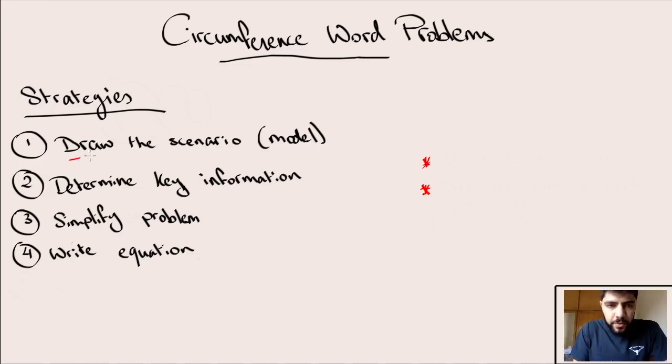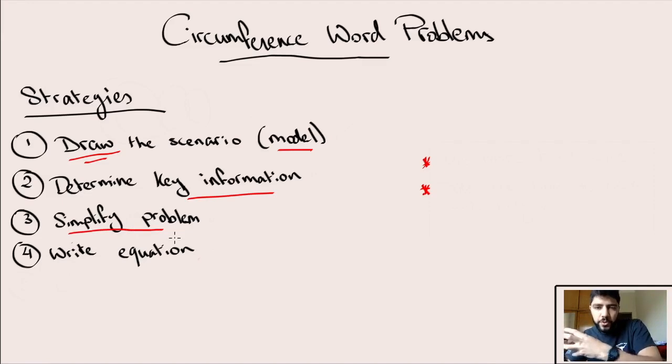So starting with drawing the word problem, that usually helps because we make a model, and this is another use of the word model, of what's going on. And it helps you imagine the exact situation. And we'll do a lot of that in the video. Determining key information basically keeps you from getting more information than you need and being confused by it. Simplifying the problem helps when we don't know exactly what's going on, and so we create a simpler problem that we can solve and use that information to solve a more complex problem.